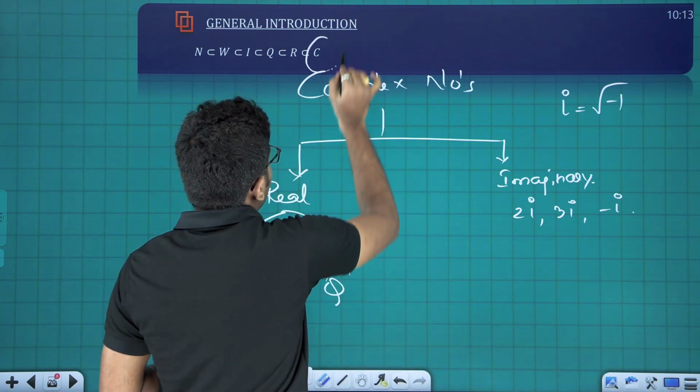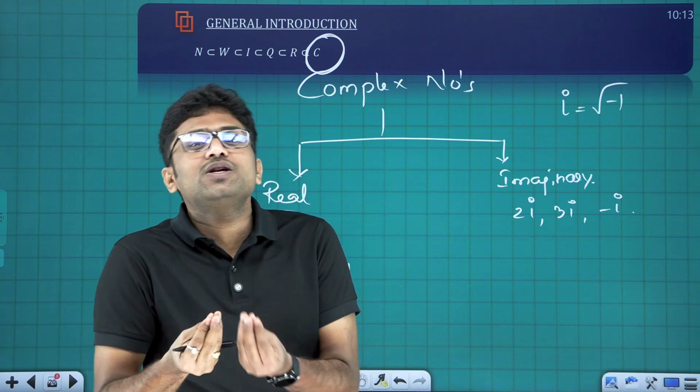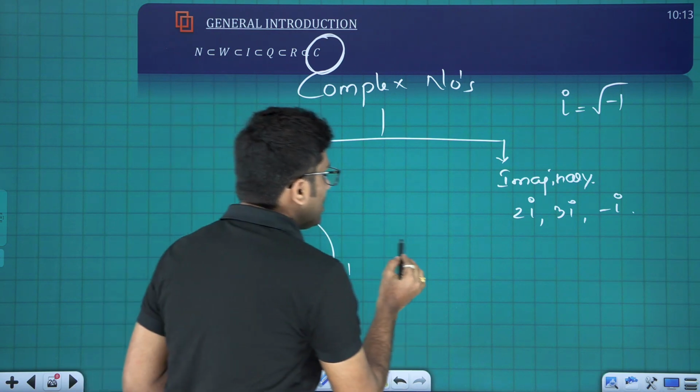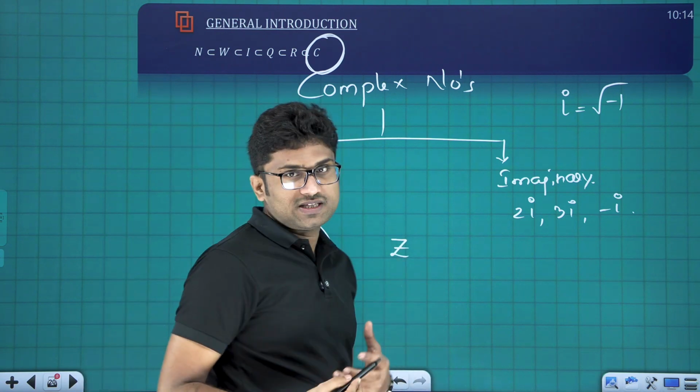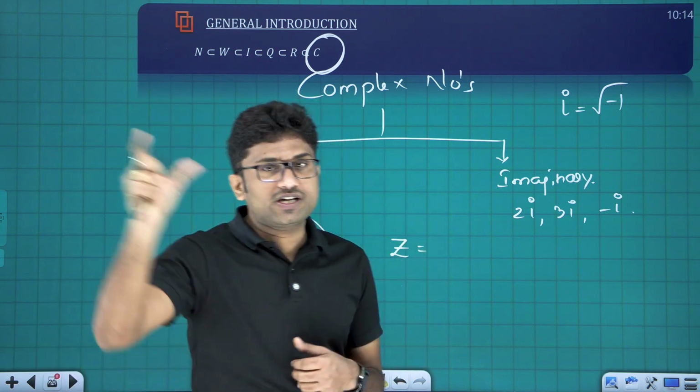Set of complex numbers are denoted by C, friends. But an individual complex number, in general, we denote like Z, any complex number. So, let's say Z denotes a complex number.